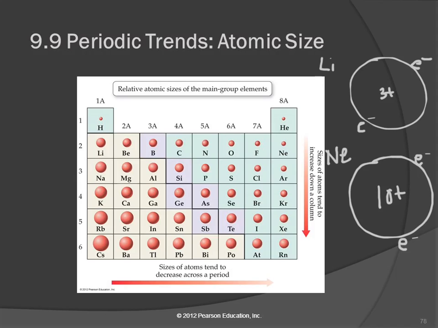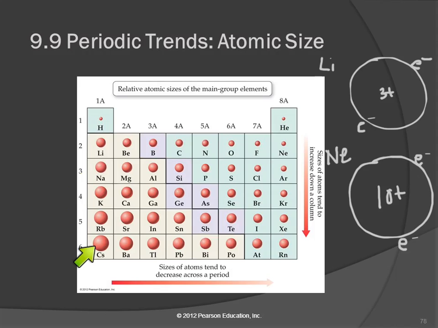These trends, you've got right and left, increasing, decreasing, to remember, and up and down, increasing, decreasing. Good luck just trying to flat out memorize that. I think it's much easier to just get this basic concept of why.